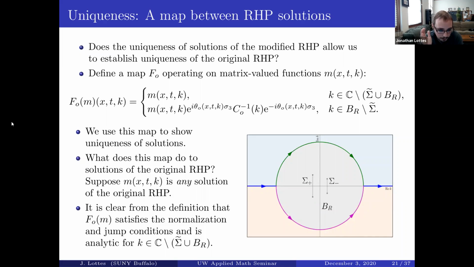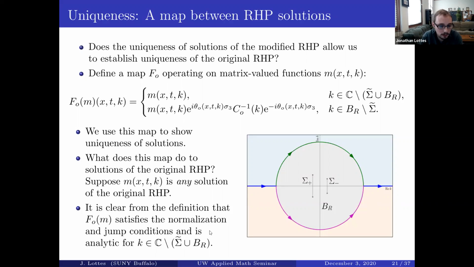So the question is, what does this map do to solutions of the original Riemann-Hilbert problem? Let's suppose M is any solution to the Riemann-Hilbert problem. I want to clarify that we picked this C naught matrix from a particular solution to the Riemann-Hilbert problem that we generated from the direct problem. But now I'm taking any old M that might be a solution to the Riemann-Hilbert problem. It's clear from the way we define this map that if I take F naught of M, then it's going to immediately satisfy the normalization, again, because it just matches M outside the ball.